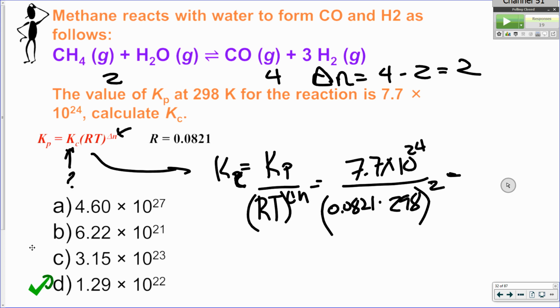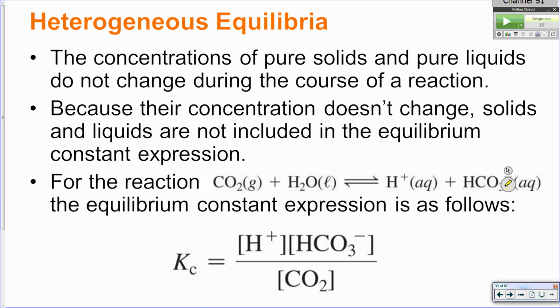I'll try not to do that to you again. That takes the fun out of the problem. Okay, question on that? Make sure you and your calculator like each other enough so that you can get that answer out of that calculation.